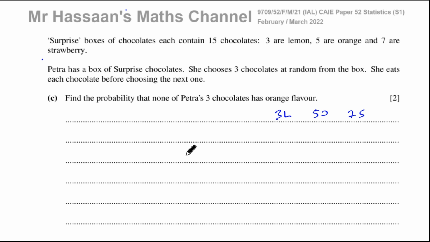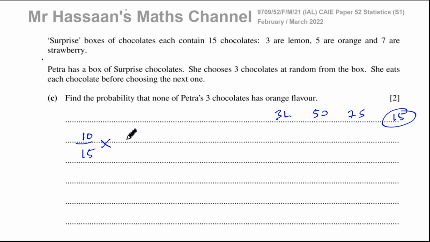So you're going to find the probability that none of them are orange flavor. The first one she picks, there's 10 that are not orange out of 15. There's 15 altogether. 10 of them are not orange out of 15. Then she's going to take another pick.